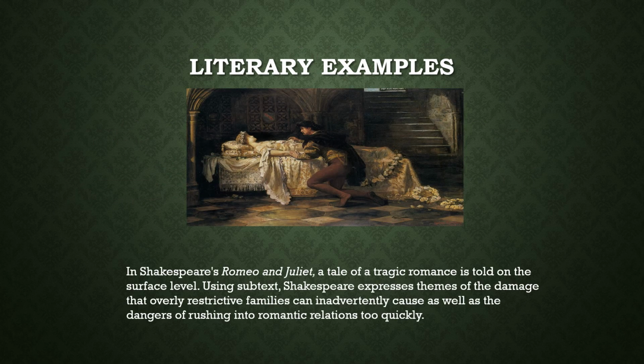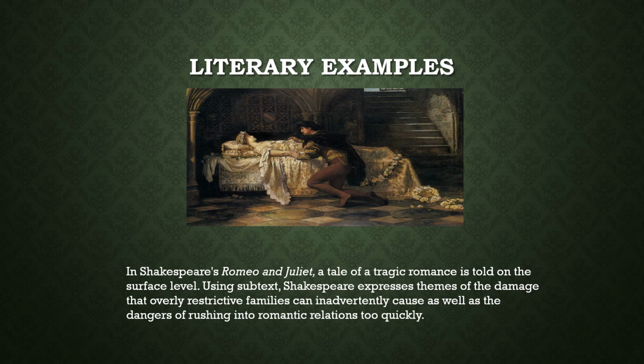So, some literary examples that you can see in novels. One is in Shakespeare's Romeo and Juliet. A tale of a tragic romance is told on the surface level, but using subtext, Shakespeare expresses themes of the damage that overly restricted families can inadvertently cause, as well as the dangers of rushing into romantic relations too quickly.